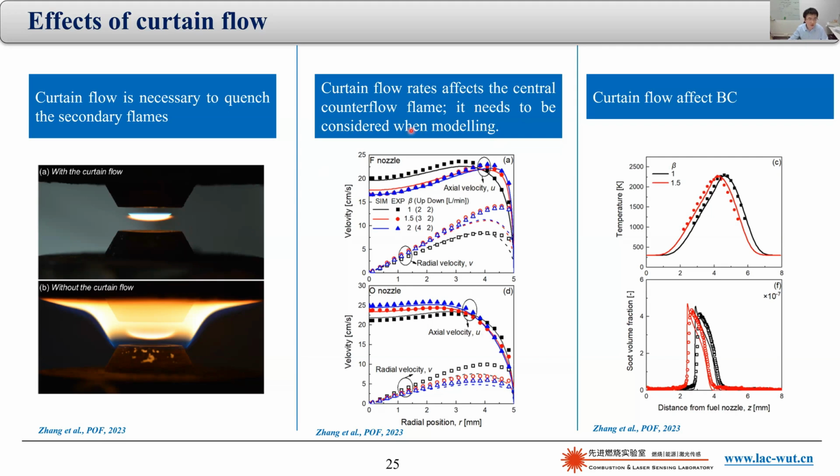Our finding is that the curtain flow affects the flame only through modifying the boundary conditions. So if you get the boundary conditions correct, then there will be no problem. The curtain flow will not affect any structure other than that. This is one conclusion we have made, and if you're interested, we also recently published this work in Physics of Fluids in 2023.